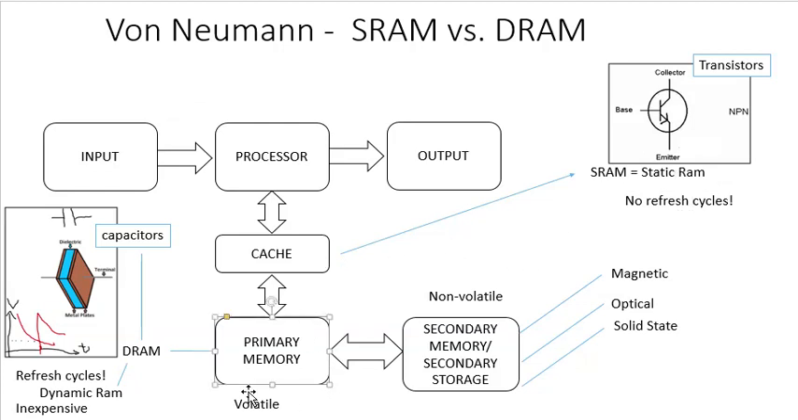Now, the problem with primary memory's refresh cycles in DRAM is that whenever one of those refresh cycles is happening, the processor has to wait, and it cannot read or write to or from primary memory. So no data or instructions can be loaded or accessed from primary memory during one of the refresh cycles. And this is the reason that cache has been introduced.